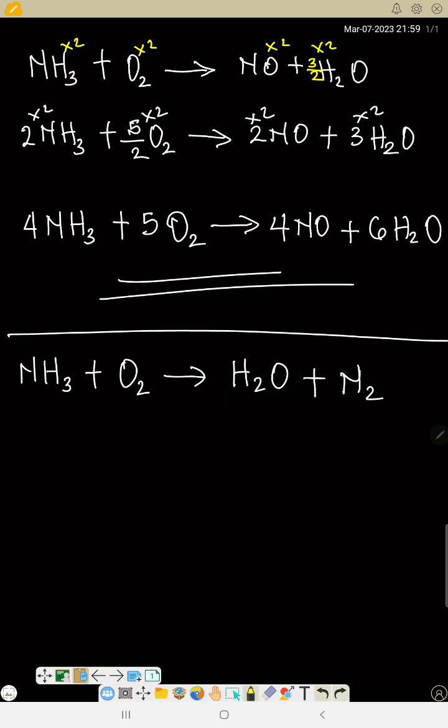How many nitrogen do you have here? 1. How many nitrogen do you have here? 2. So I have to put 2 here so that nitrogen will balance. It remains hydrogen and oxygen, and I'll balance hydrogen before oxygen. How many hydrogen here? 2 times 3, that is 6. How many hydrogen here? 2. So to make it 6, I have to put 3 here. That means hydrogen is also balanced.